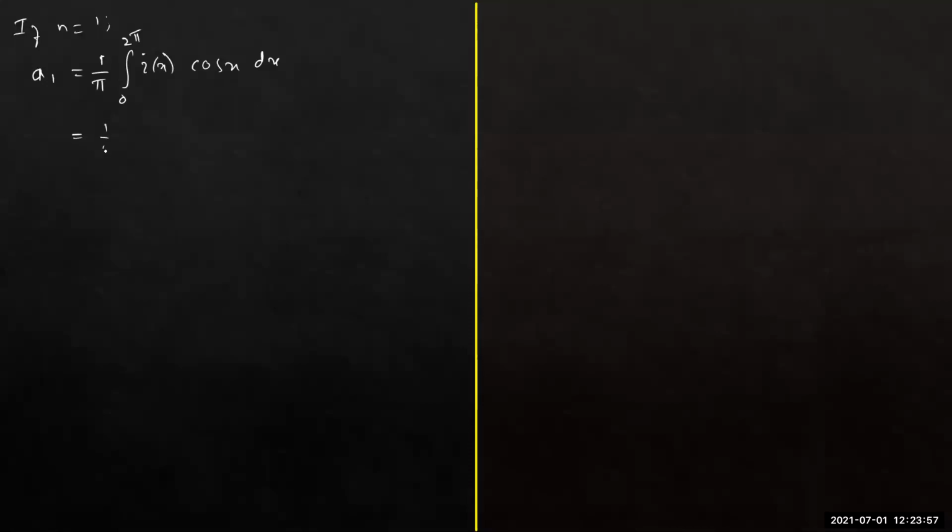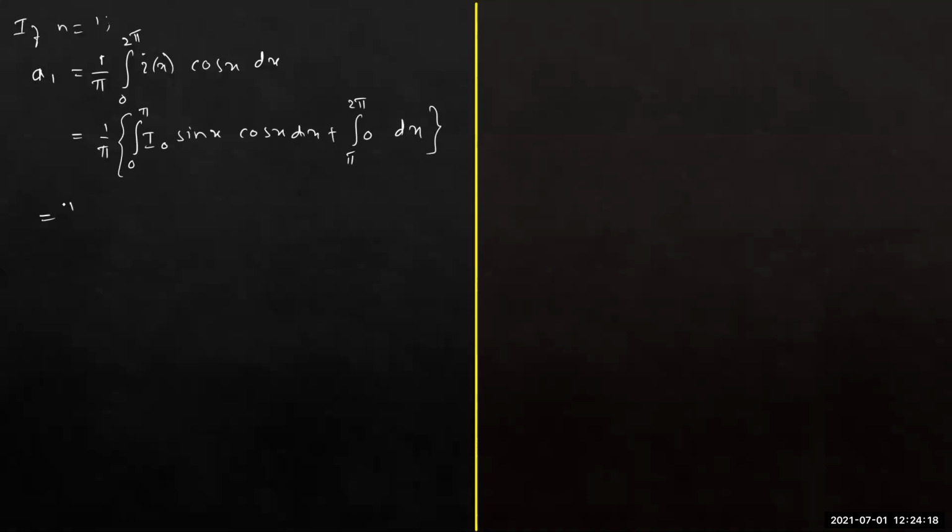So it is equal to 1 by pi into the integration from 0 to pi. Within 0 to pi, the value of I of x is I naught sin x cos x, plus in between pi and 2 pi, the value of I of x, I mean the function, is 0. So I'm just writing it as 0.